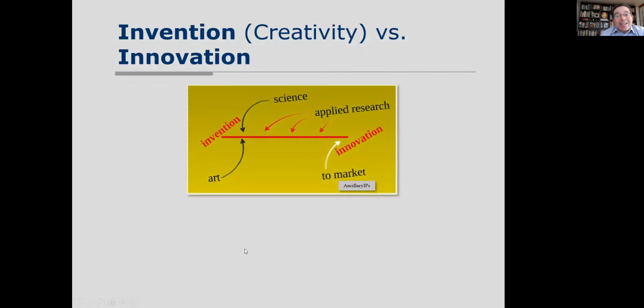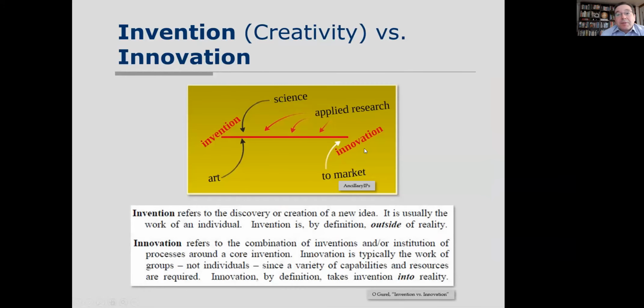So we contrast invention, which is creativity, which involves science and art and so forth, and observation and all that, with innovation, which is bringing those new ideas to the market. We talked about how invention refers to the discovery of a new idea, usually the work of an individual and by definition outside of reality. And innovation is the implementation of that, usually with groups, because many capabilities and resources are required, and by definition brings invention into reality.